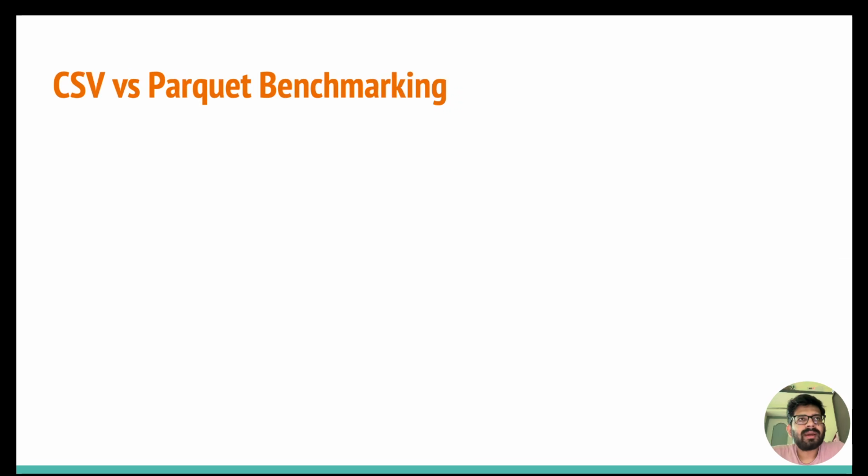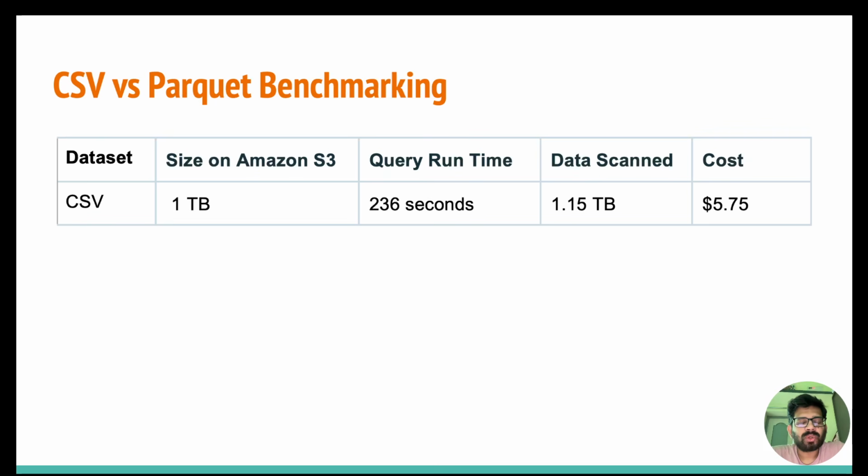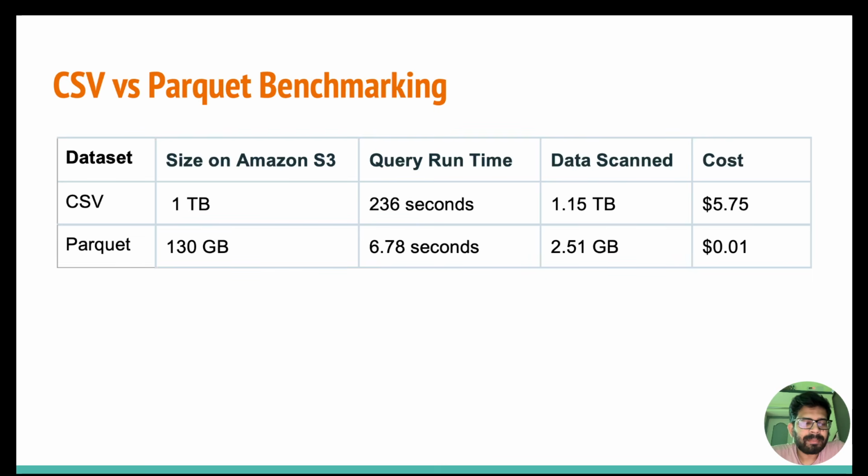Then let's look at one of the important things, which is benchmarking. How much speed boost can I expect after moving to Parquet, or how much cost could be saved? I'm referring here to a study done by Databricks, and they are comparing 1 TB of data stored as CSV on an S3 bucket, and the query runtime here is 236 seconds. And for any query, as you know, we need to scan the complete data, so the total amount of data scanned is slightly more than a TB, which is 1.15 TB, and the cost incurred is around $6, or $5.75 to be exact.